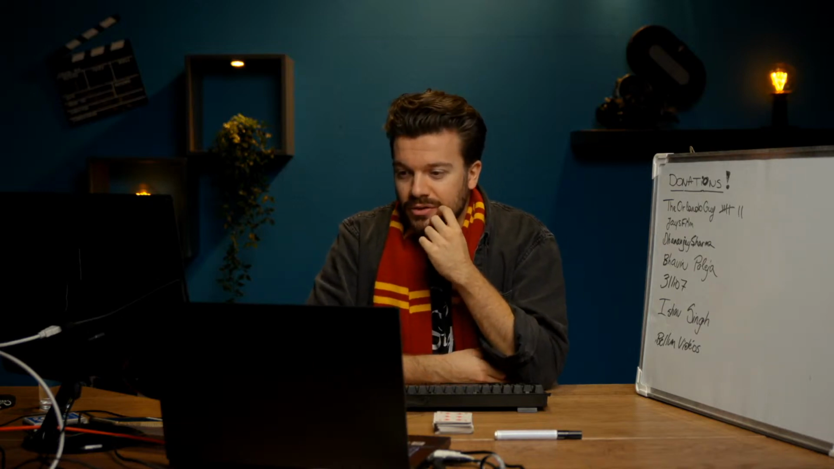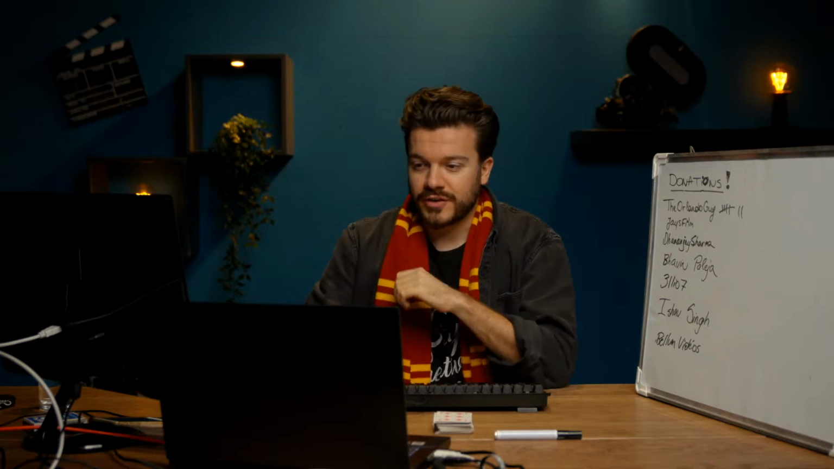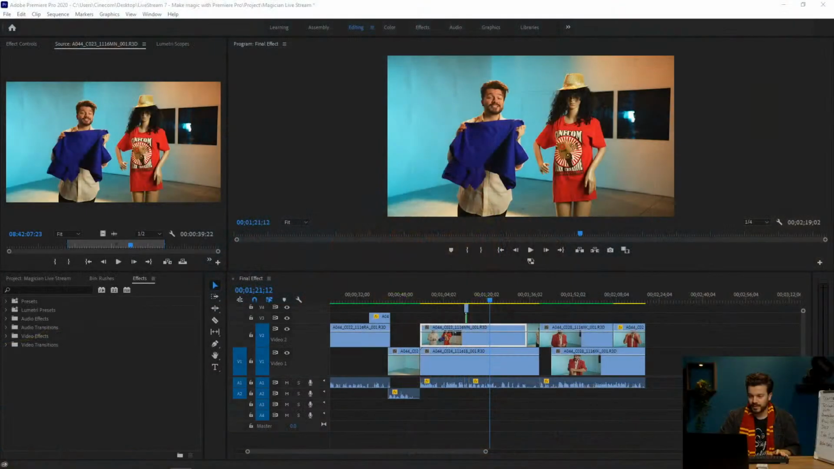Okay, when I speed ramp my videos, they turn into black videos. Do you know a fix for that? Okay, let me go to Premiere.